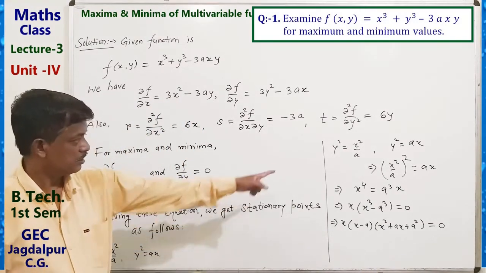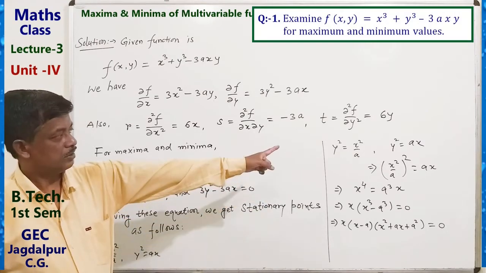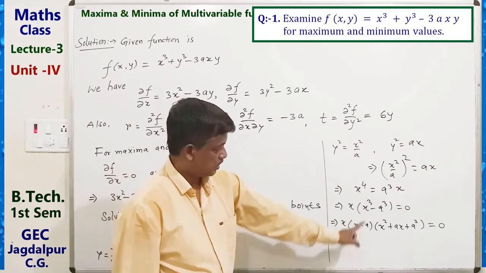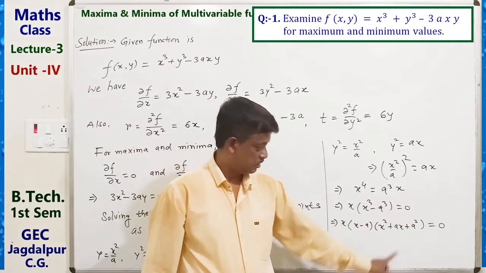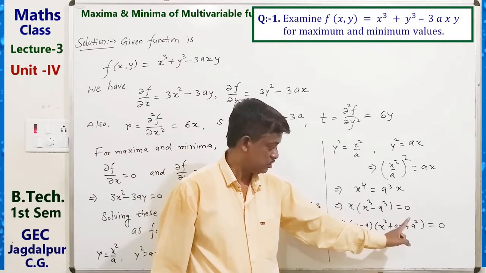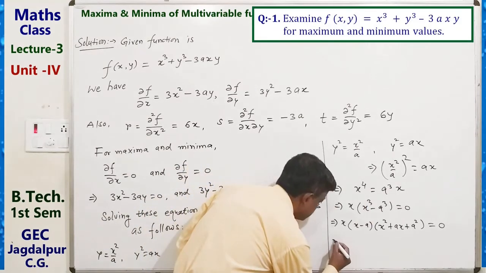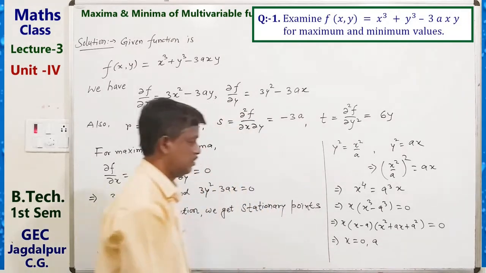For solving these two, the factorization is x minus a, x square plus a square. This will give complex roots. So here just consider the real roots, x equals 0 and a.